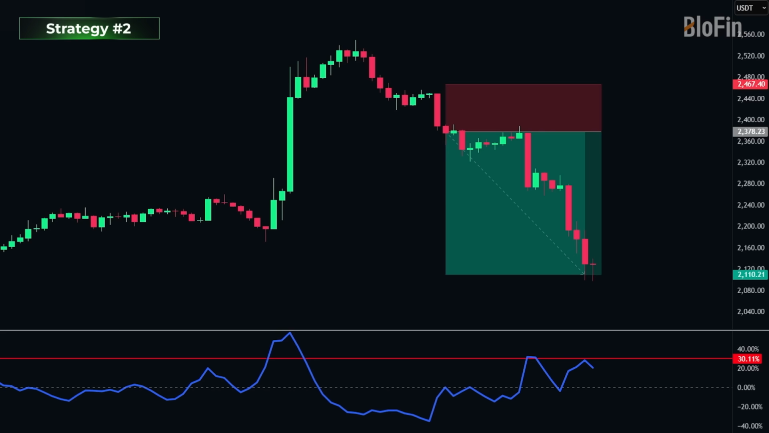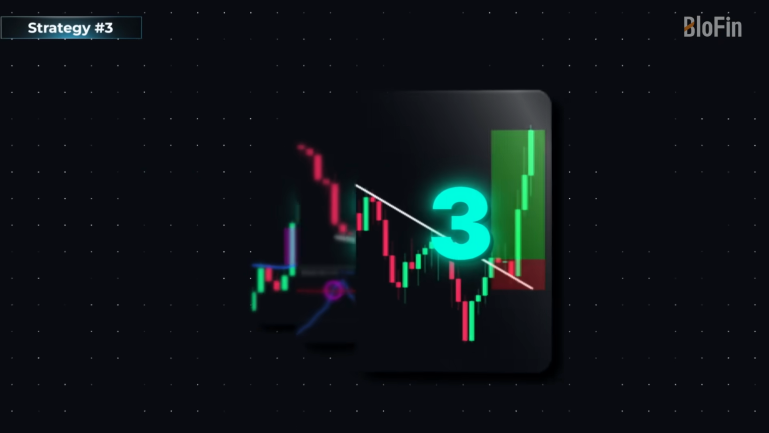Overall, this strategy works great for growing small accounts since entering before the start of a new trend tends to give you a much better risk-to-reward setup. Now moving on to the third strategy.